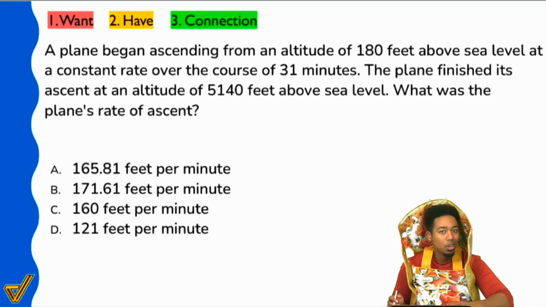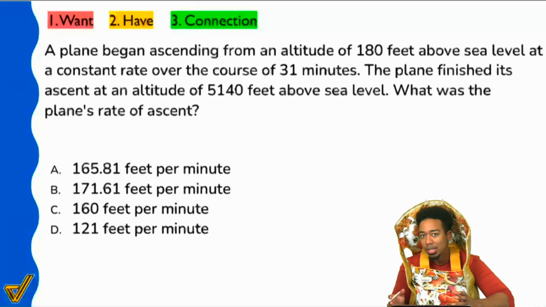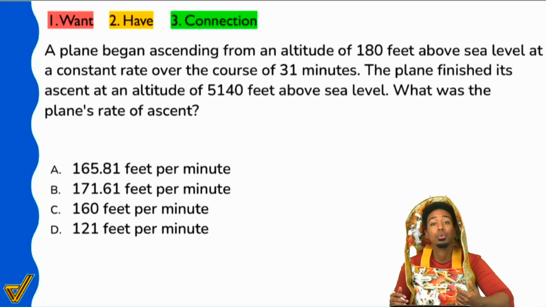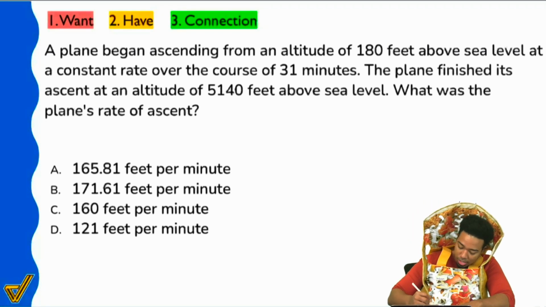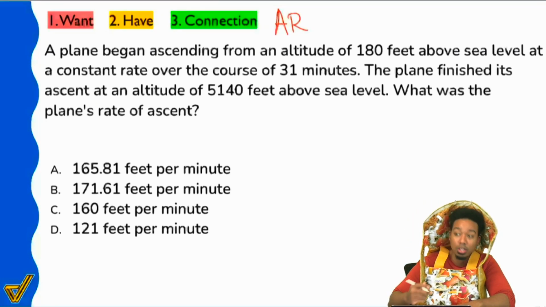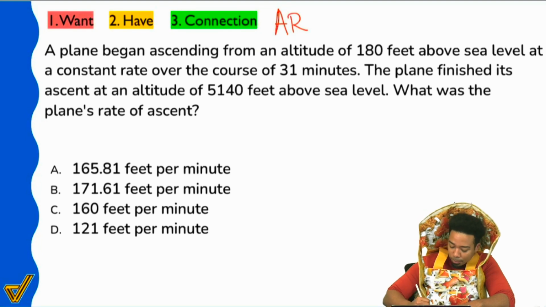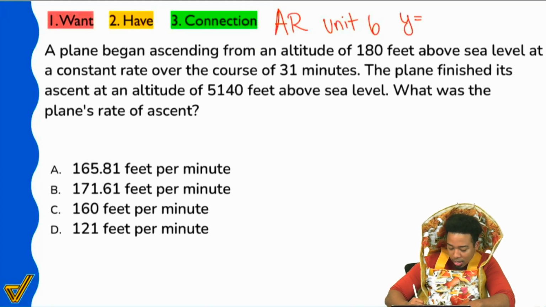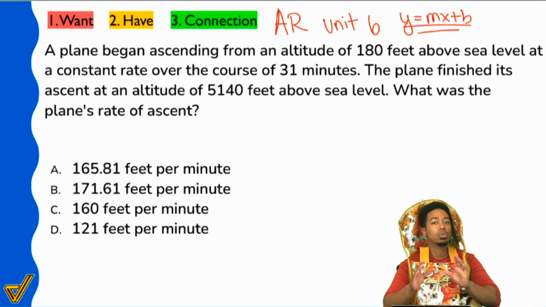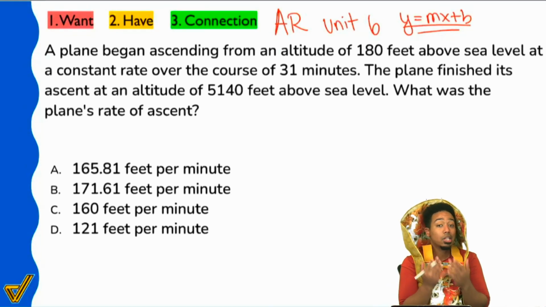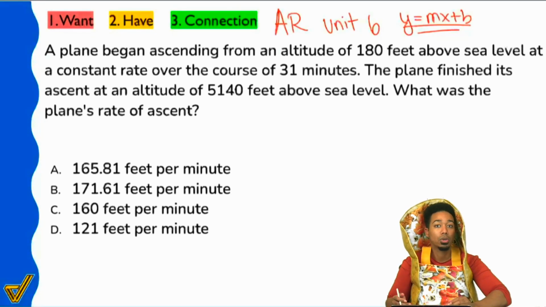We have yet another problem that could be considered distance, rate, time, and it could also be set up with y equals mx plus b. So again, this is arithmetic reasoning. If we're talking purely where you'll find this, this is unit 6, y equals mx plus b word problems. So I'll go ahead and stick to y equals mx plus b. Again, it's literally the same thing, but I'll show you this way.